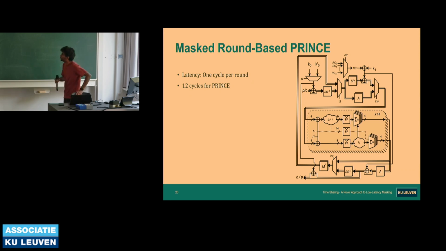So this has a latency of 1 cycle per round because I don't have any register stages outside the S-Box. And because it's also composable secure, we can do that. It's not a problem. And for the total Prince, it's around 12 cycles.